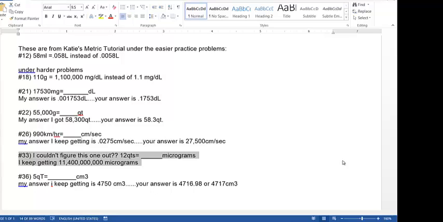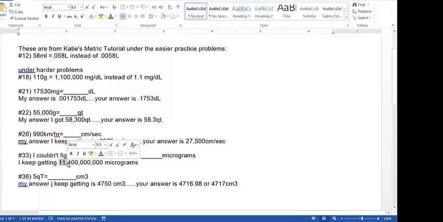Okay, let's do number 33. Let me see. 12 quarts equals how many micrograms? You keep getting, excuse me, 11,400 million. And I think that's actually pretty close to the answer.